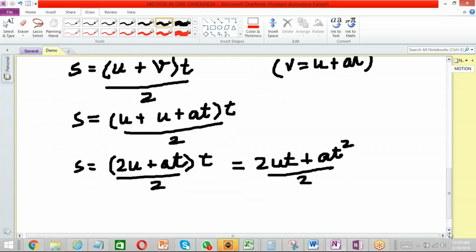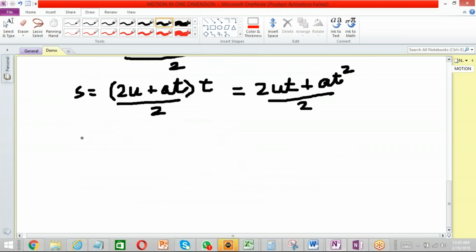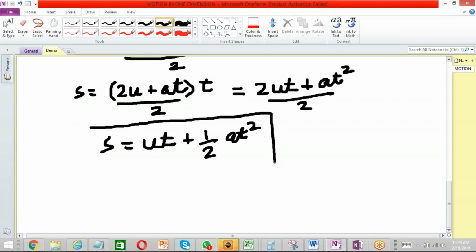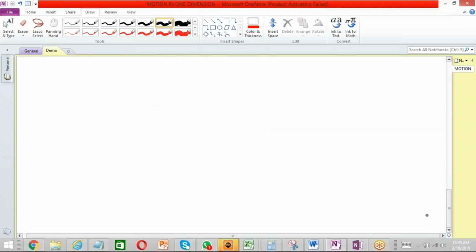Then if we further divide it, we can say that this will become s equals ut plus half at square. And what is this? This is your second equation of motion. This is how you can derive the second equation of motion as well. Fine. In a similar manner, let's try to find out the third equation as well.